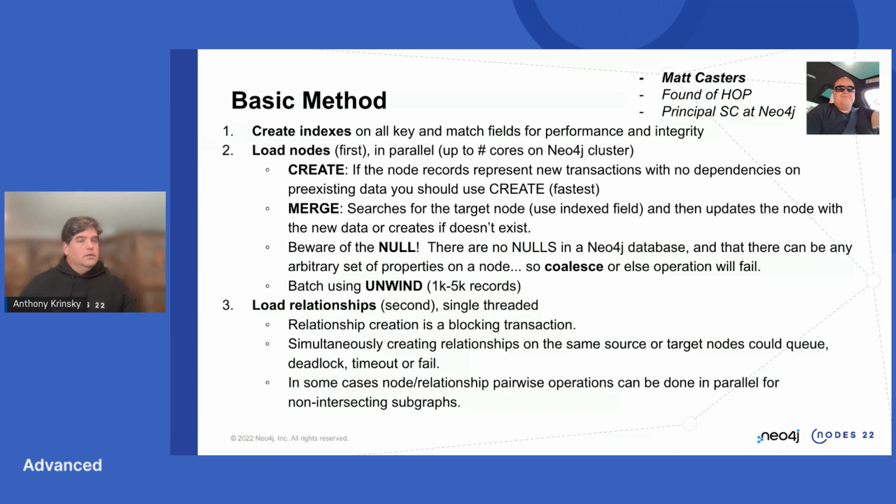Beware of the null. There are no nulls in the Neo4j database. It's schemaless, and nulls represent the absence of a property. But sometimes the source is going to have a property which you can't drop out. It's not efficient to drop out. So you're going to want to coalesce that into a non-null value.